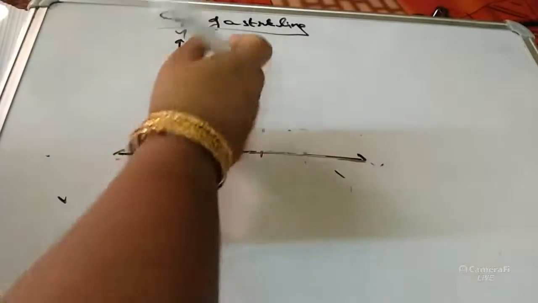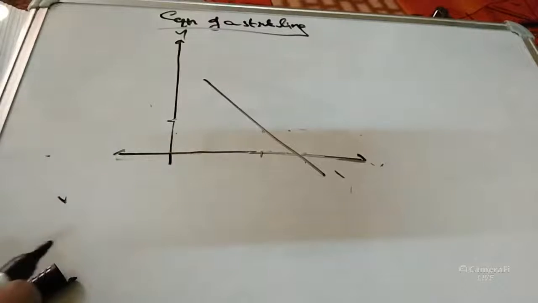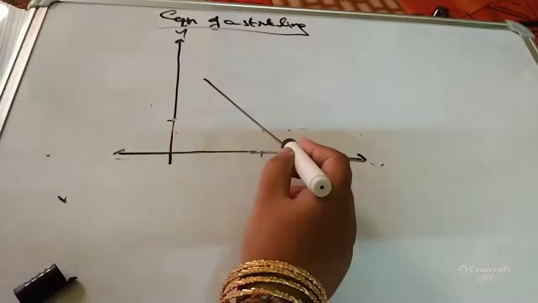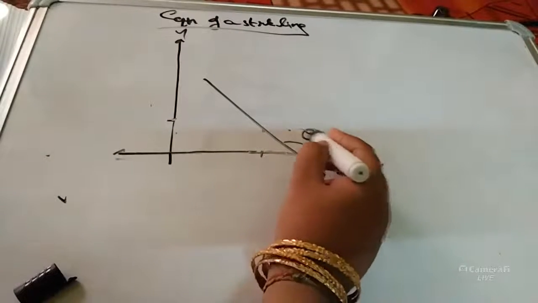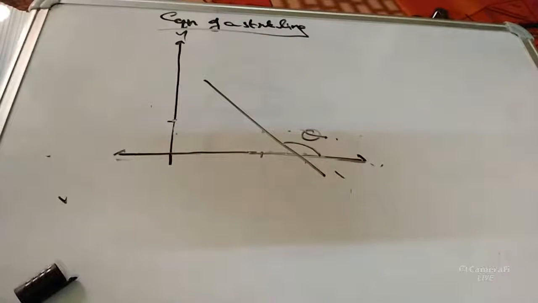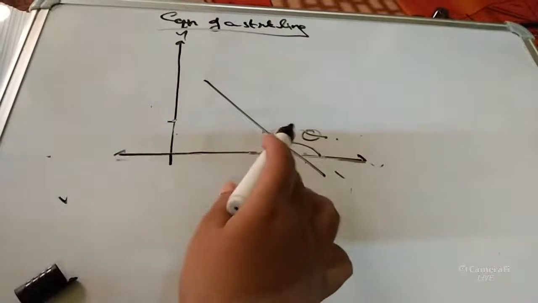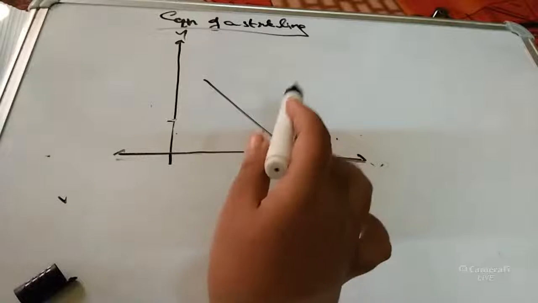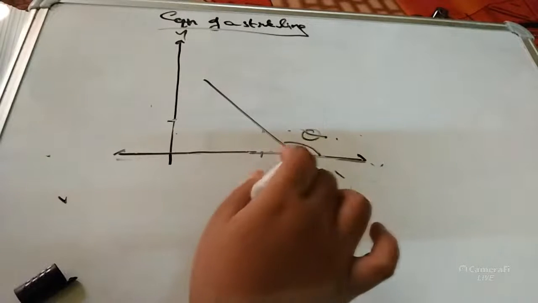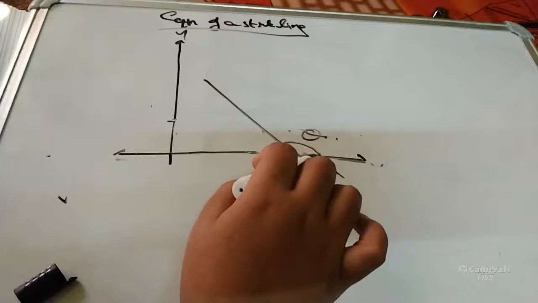So any line which crosses the x-axis like this and makes an angle of theta like this means its angle of inclination is theta. That means this is known as an oblique or slanting line.